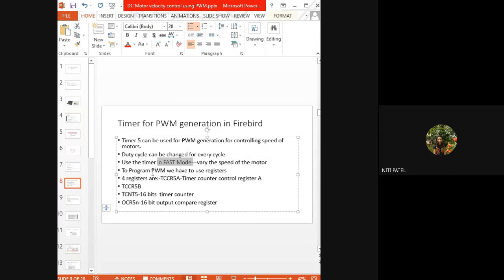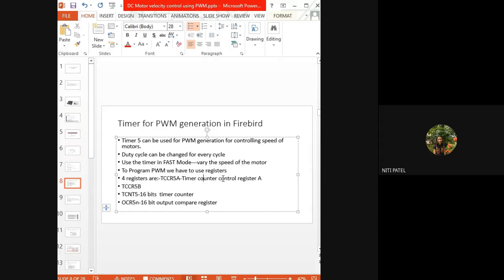Okay? To program the PWM, we have to use certain registers also. So खाली timer और counter से काम नहीं होगा. We also have to make use of certain registers. Which are those registers? We are going to use 4 registers. First is TCCR5A, TCCR5B, TCNT5, and OCR5N.